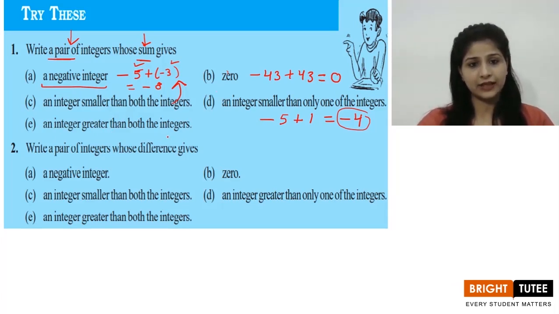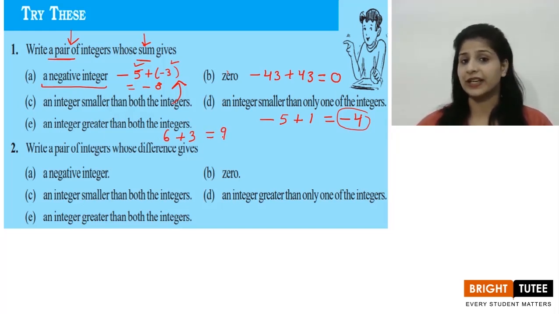So we can take any example like 6 and 3. These are two integers, and if we add them, we are getting 9. 9 is greater than 6 as well as 3. It is greater than both the integers.